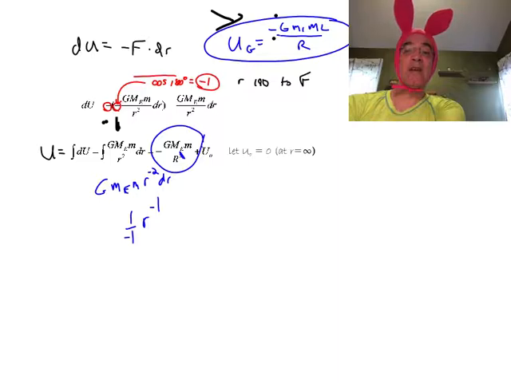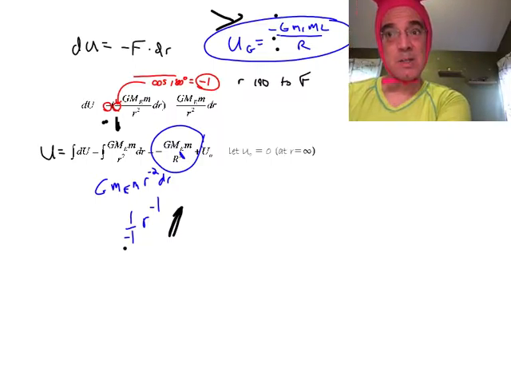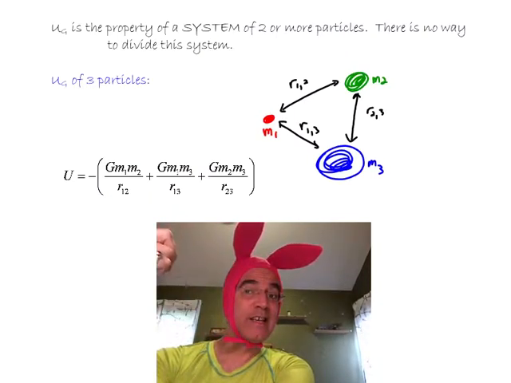Then to get U, we want to integrate that. When we integrate that, we get r to the -1, and we have to divide by -1, and so we end up getting negative G m1 m2 over r, thus explaining that weird negative that we didn't really get. That's going to cause us some weirdness very soon. Are you ready? Not quite yet. One more last easy thing.